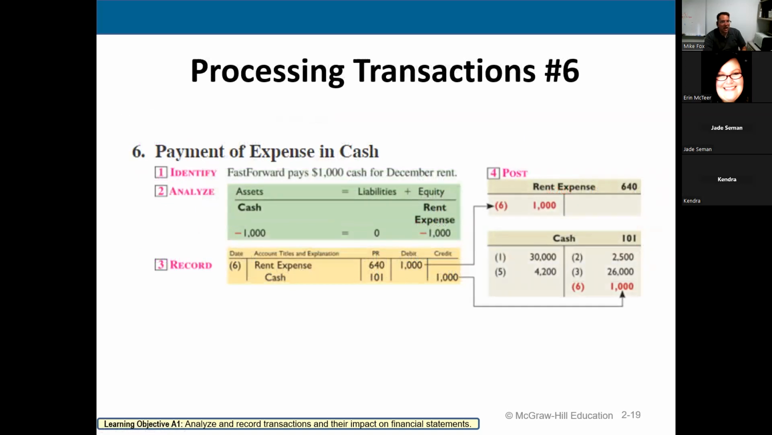All right, now we pay an expense in cash. So we pay $1,000 cash for December rent. So cash is going down. That's an asset, so we would be crediting cash. And then the expense, this is a little confusing because our expense is going up, which is a decrease to our equity. That can sometimes confuse people, because here it shows -1,000 as if our expense is going down, but it's our equity that's going down because our expense is a negative to equity. So I'm going to debit rent expense, credit cash, and then post them to the ledger.